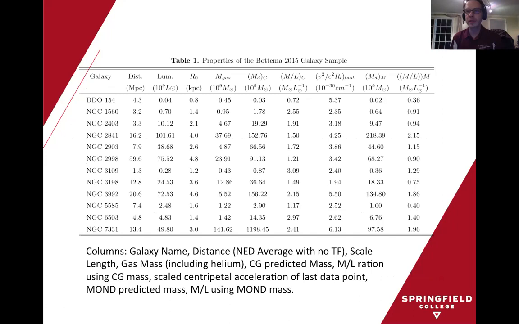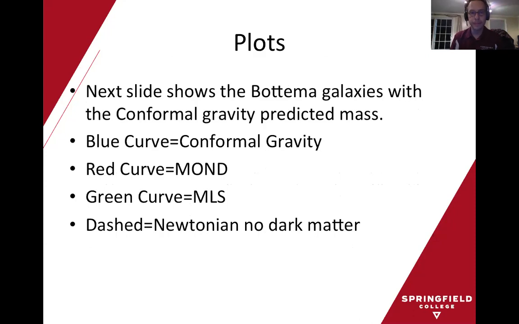This is the actual data for the 2015 Bottema survey. I draw your attention to the left foremost columns, which are the input columns, and we see based on the luminosity and distances here that these are greatly varying in terms of size. The rest of the columns are going to be our output columns, and we'll come back to those in a minute. In each one of the plots that we're going to show, we're going to have a couple of different curves on here.